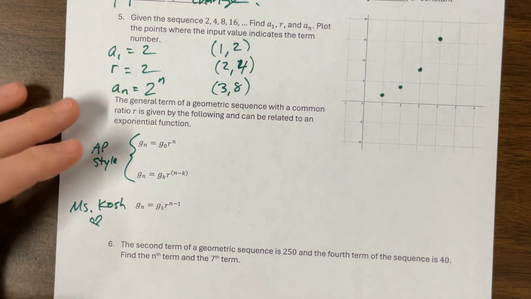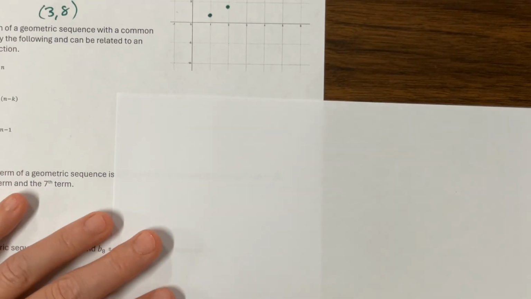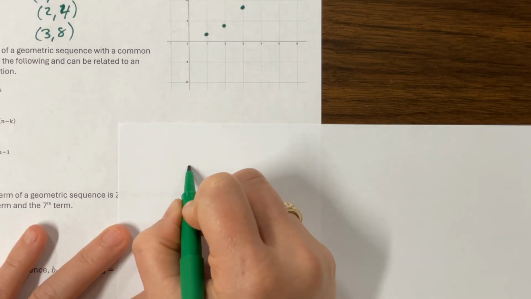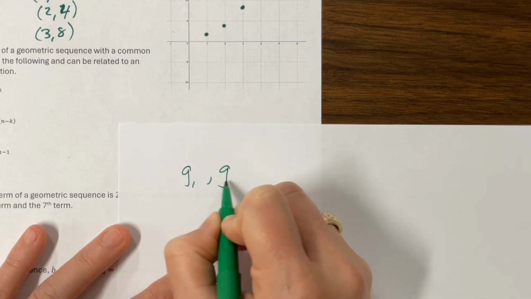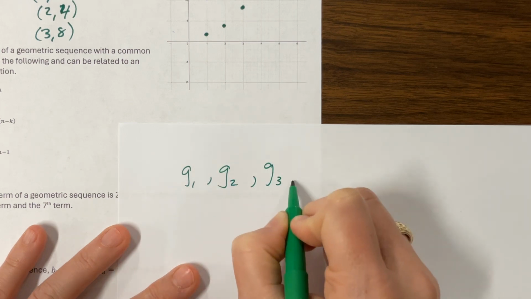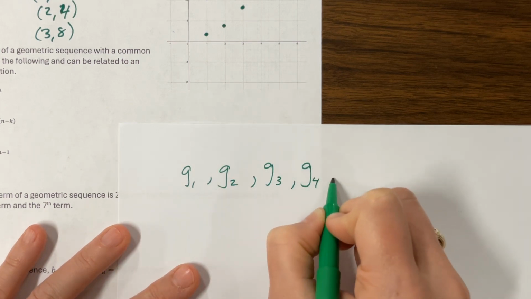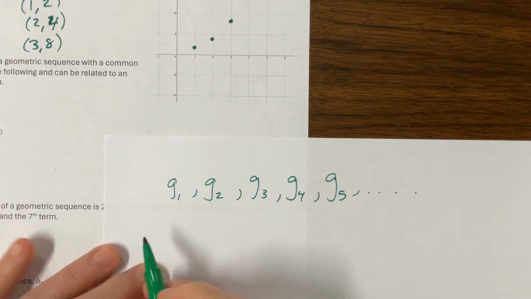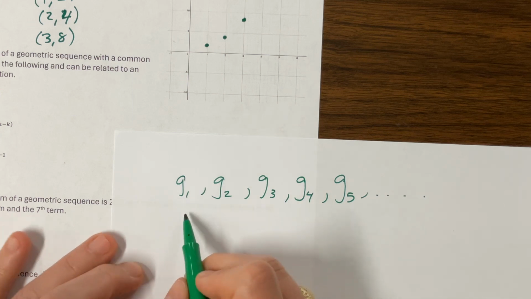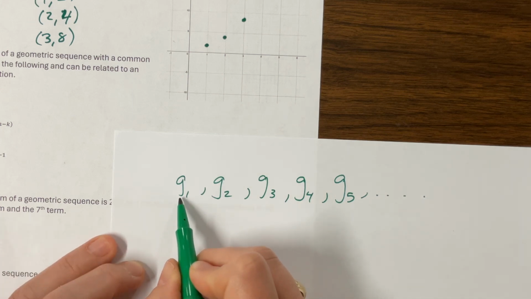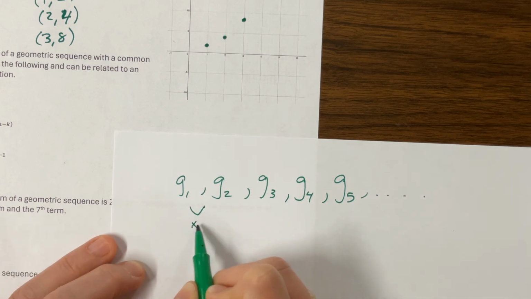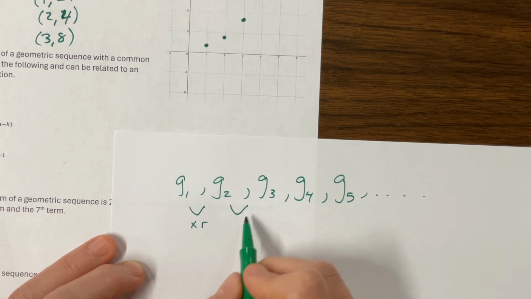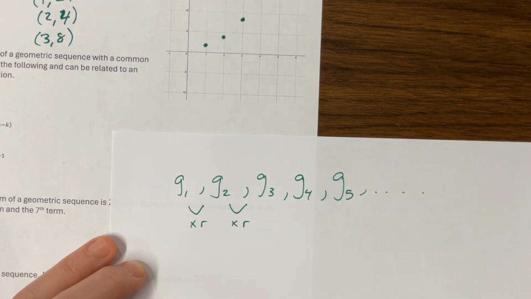So what we can find here is that we'll call G sub 1 the first term, G sub 2 the second term, G sub 3 the third term, G sub 4 the fourth term, G sub 5, and then we can keep going. When we have a common ratio, to go from G sub 1 to G sub 2, I'm multiplying by my common ratio. To go from the second term to the third term, I'm multiplying by that common ratio again.